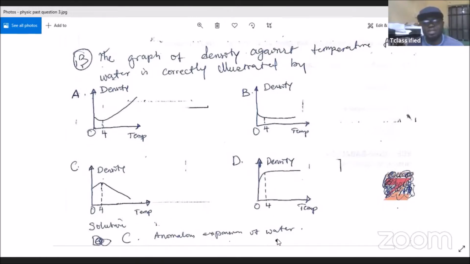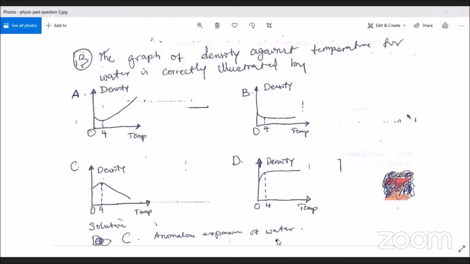continue to reduce as temperature increases. But for water, from 0 degrees to 4 degrees, it will increase before it starts decreasing. And that makes option C the right answer. If you check your past question, you see they will pick option D. Did you check your past question? Yes, sir. So the right answer is option C.